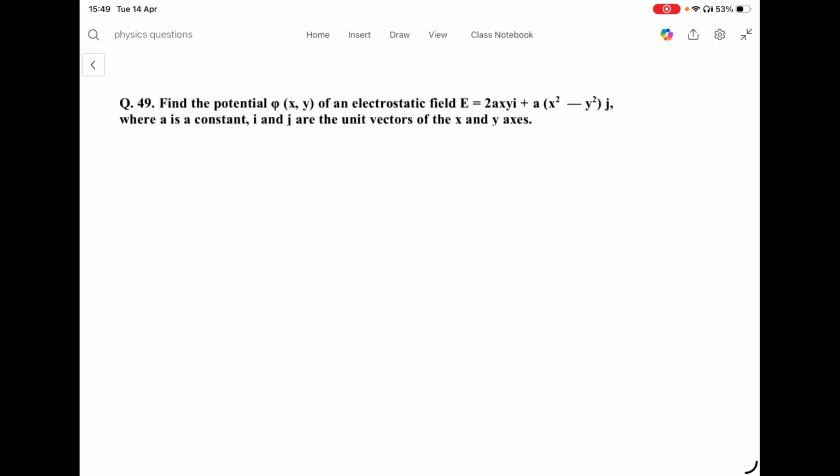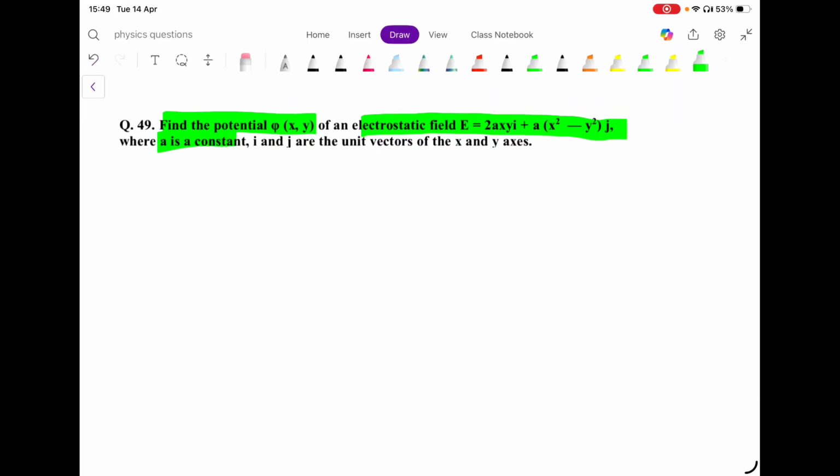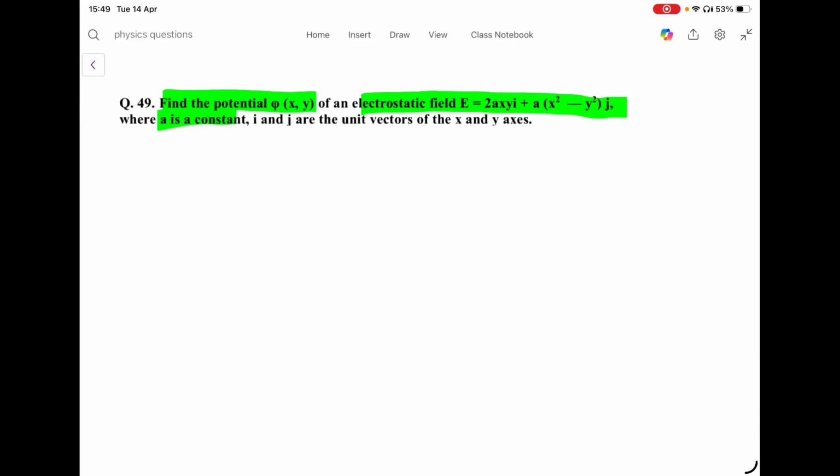Now for this question, find the potential phi of x comma y of an electric field E equal to this, where a is the constant and i, j are unit vectors along the x-axis and y-axis. So let us try to find this. So what is the E vector? E vector equal to 2axy i cap plus a into x square minus y square j cap, right?